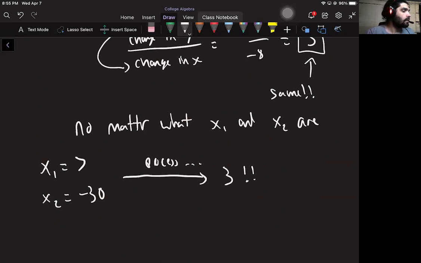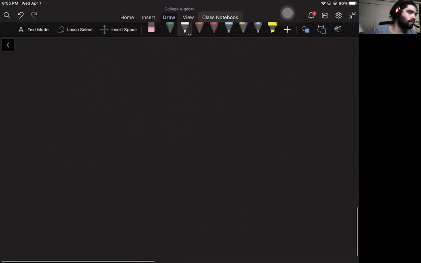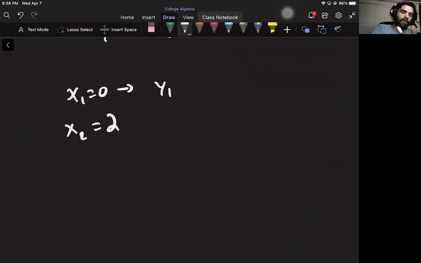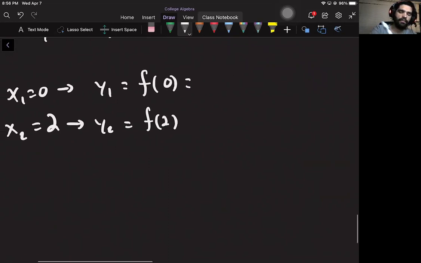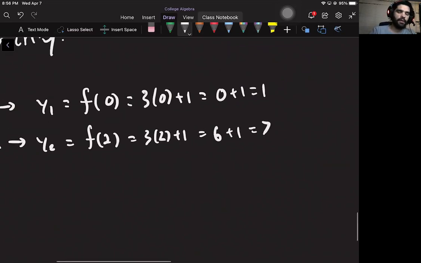So let's see. Let me do another, but in a much quicker way, with smaller numbers. x1 is 0, x2 is 2. Then my y1 and my y2 I can figure out by just plugging in 0 or 2 into the same function. I get 3 times 0 plus 1. Over here I get 3 times 2 plus 1. 3 times 0 is 0 plus 1 is 1. 3 times 2 is 6 plus 1 is 7. So this is my y2, my y1.